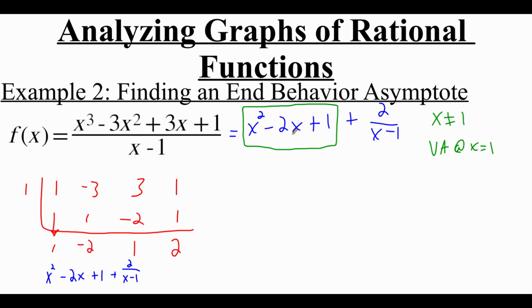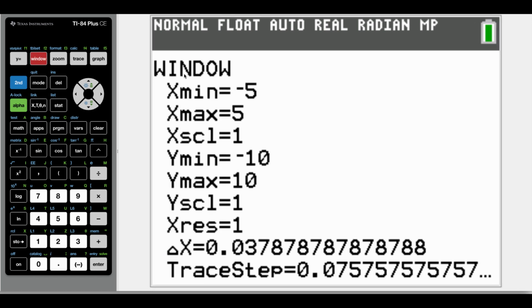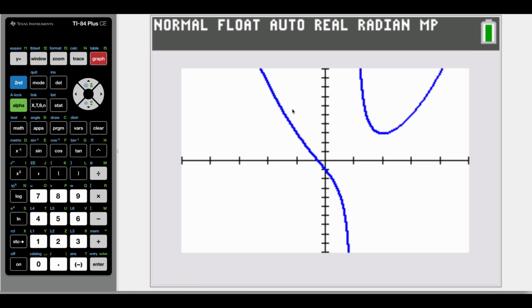So I want to look at this one graphically. So in my calculator, I've already got that original rational function typed in. I'm going to adjust the window just a little bit. I'm going to make my x min go down to -5 and my x max go up to 5, but I'm going to leave the y min and y max at -10 and +10. Now when I hit graph, we're going to get a picture that looks something like this. So we can see that our vertical asymptote is happening at x equals 1.